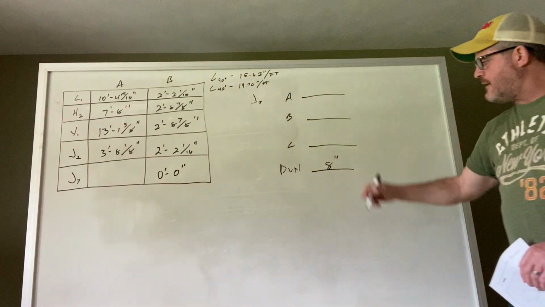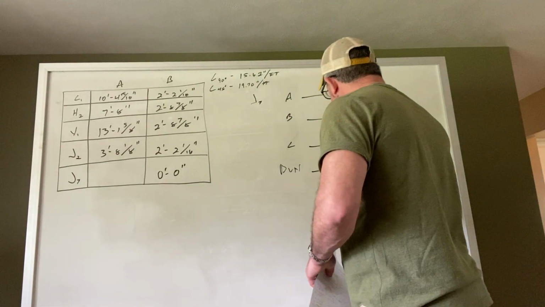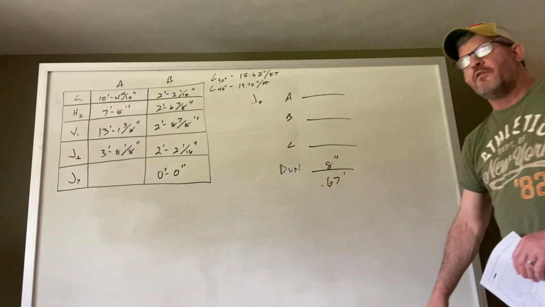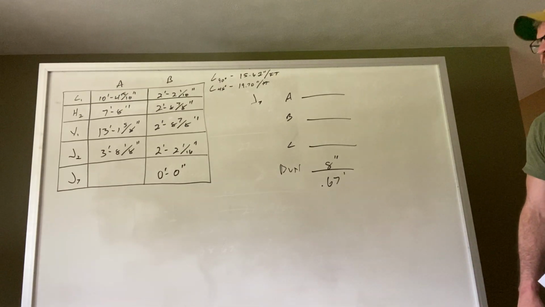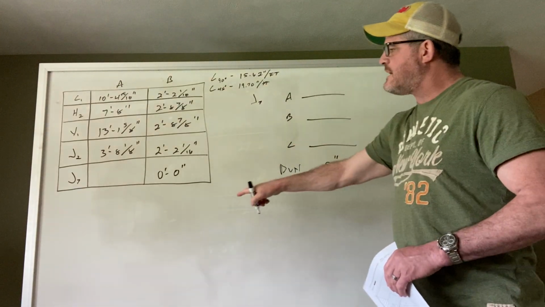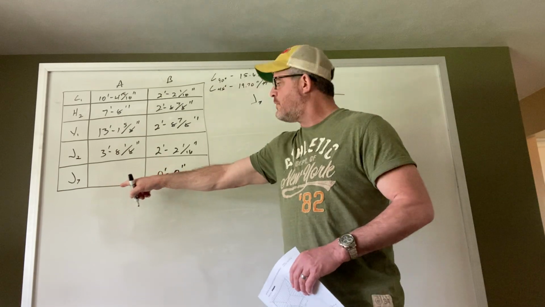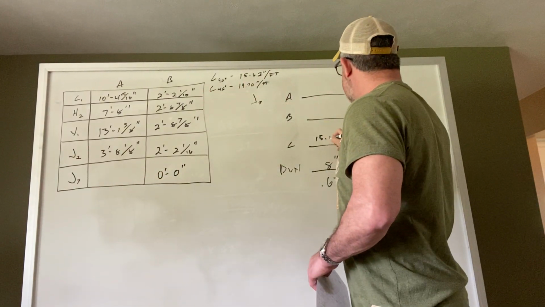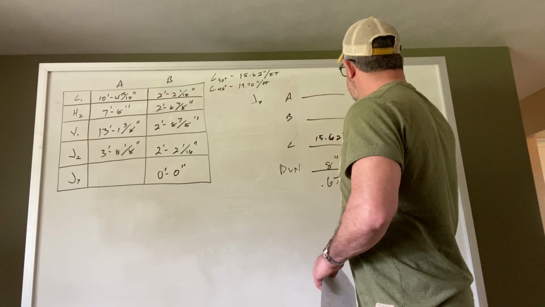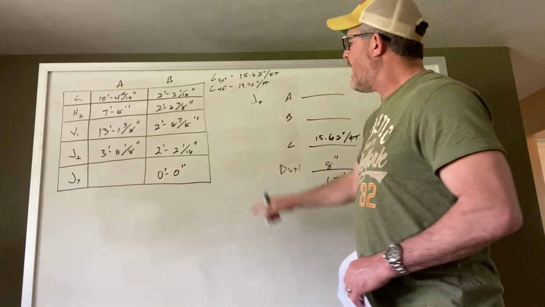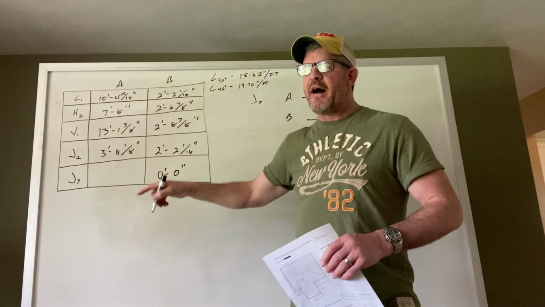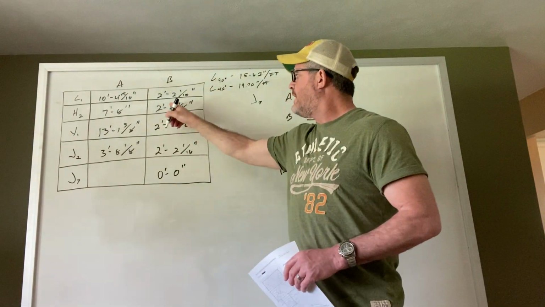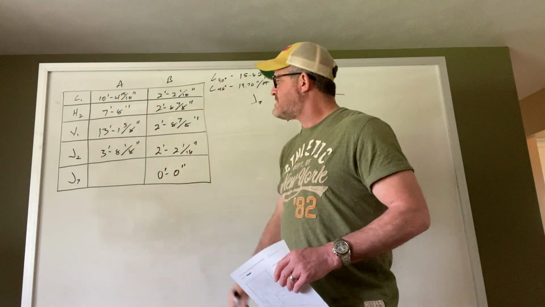But I can't keep it in inches. I've got to convert it to feet. So 8 divided by 12, 0.67 feet. Again, I know my C, because if I carried that rafter all the way through, I'd hit the top plate at 90 degrees. So it's 15.62 inches per foot. I know my B, if I had one, would be 2 foot 2 1/16.